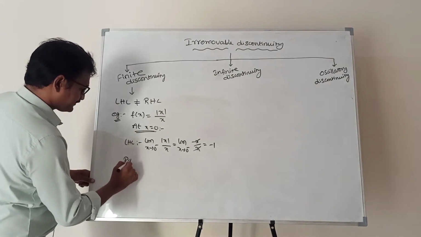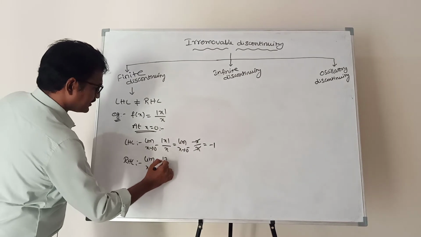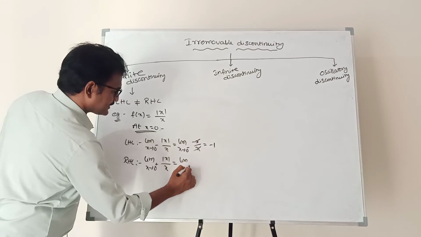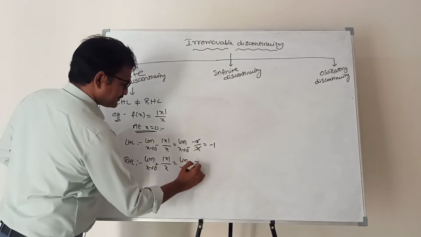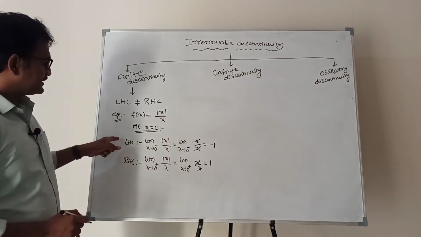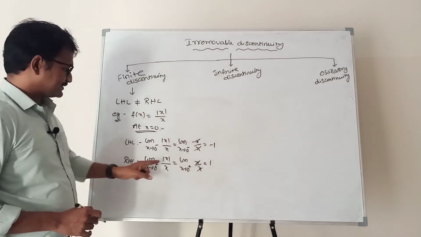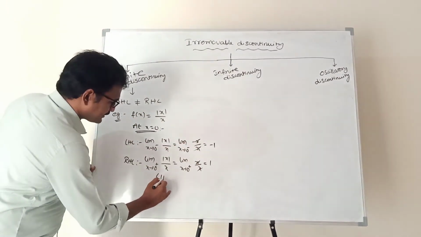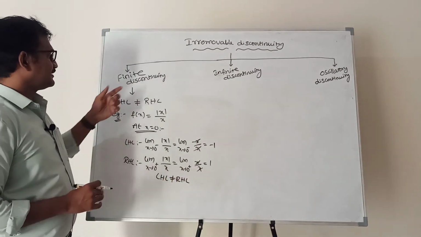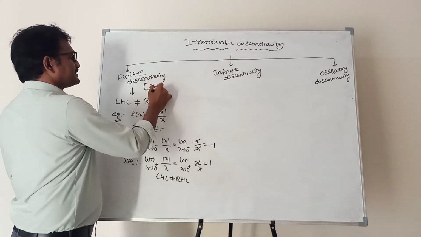Similarly, what is RHL? Right hand limit, limit x tends to 0 plus mod x by x. Mod x is x, x by x, x gets cancelled, 1. So left hand limit exists and is minus 1. Right hand limit also exists and is plus 1. So LHL not equal to RHL, then it is called finite discontinuity. Finite discontinuity is also called jump discontinuity.